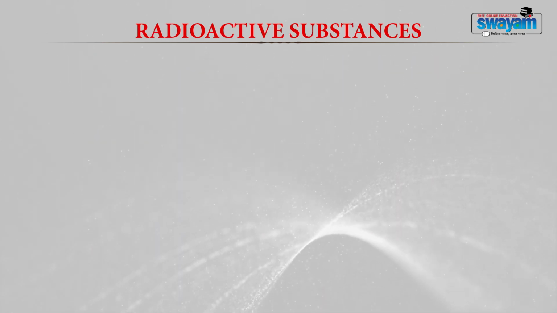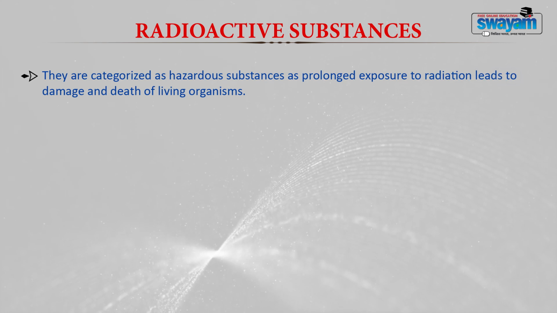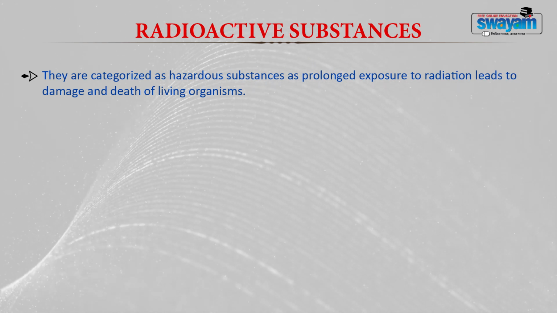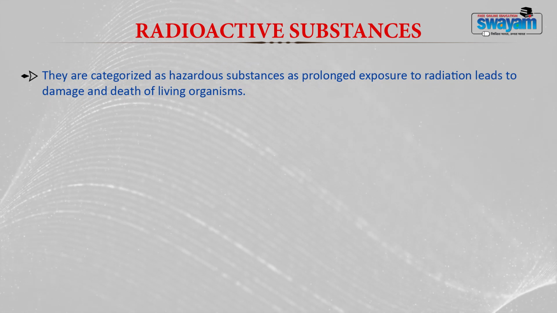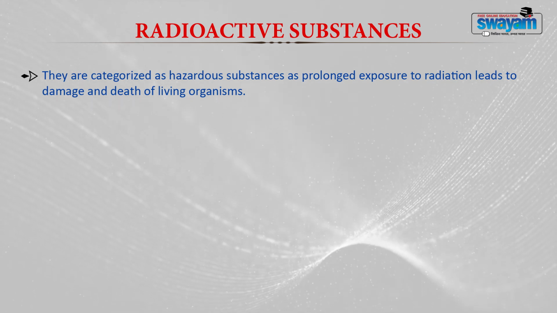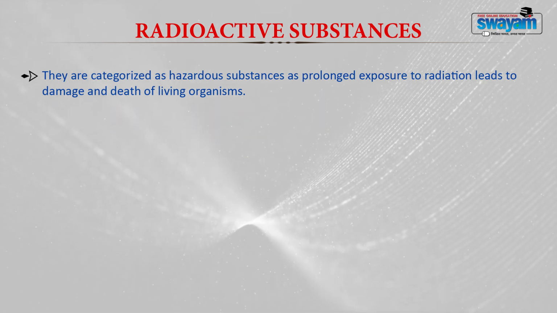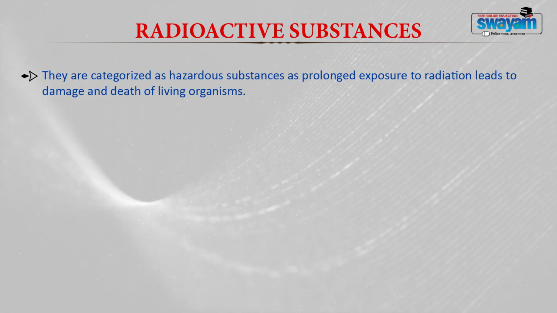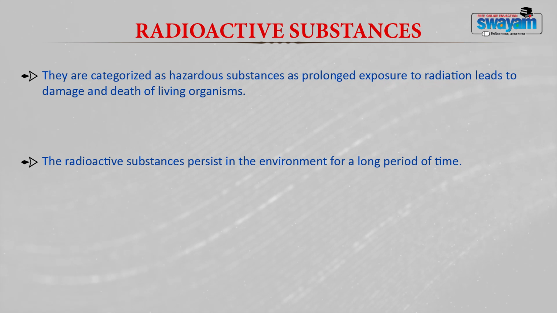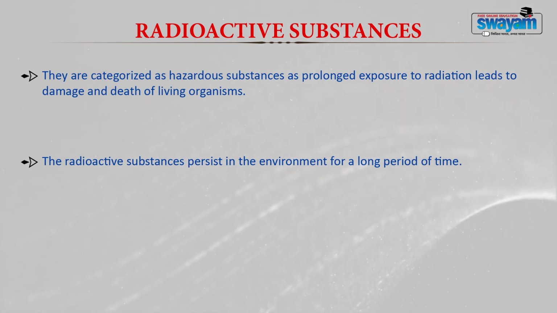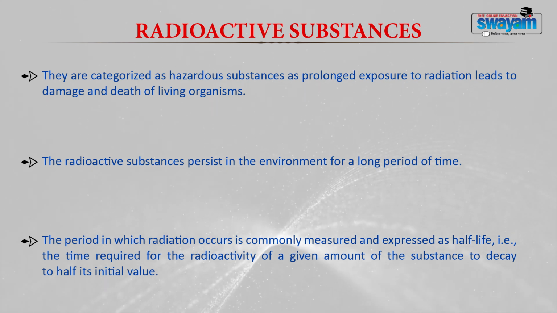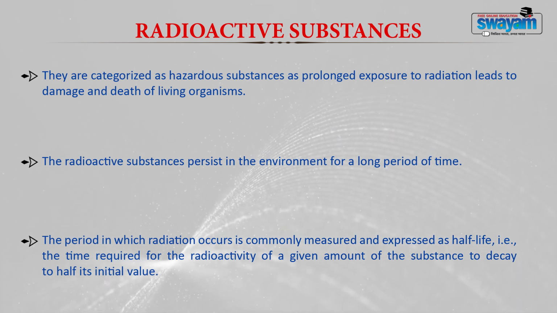What are radioactive substances? Radioactive substances are categorized as hazardous substances, as prolonged exposure to radiations emitted by radioactive substances may lead to damage or even death to living organisms including man. The radioactive substances persist in the environment for a longer period of time. The period in which radiation occurs is commonly measured and expressed as half-life.